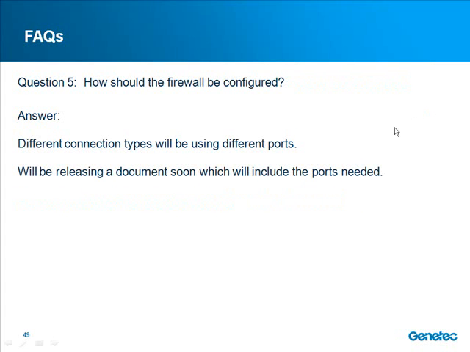And our last question we sometimes get is, how should the firewall be configured? Now, the different stream types use different ports, which will need to be unblocked on the firewall. And as I mentioned, we'll be coming out with a document to complement this webinar, which will have more information, including the ports used by the different scenarios.